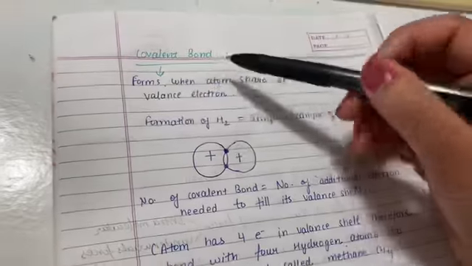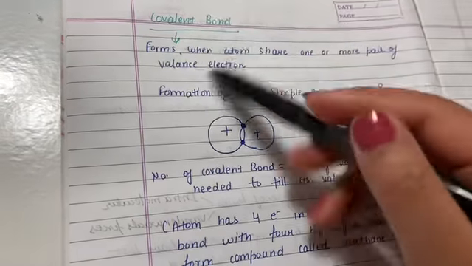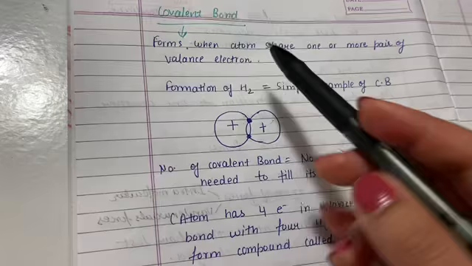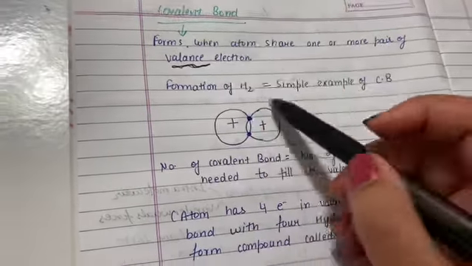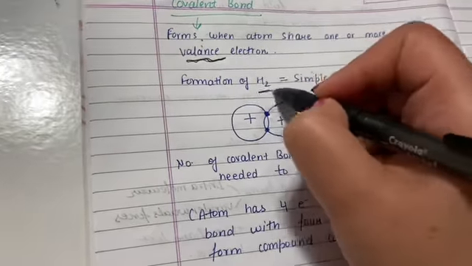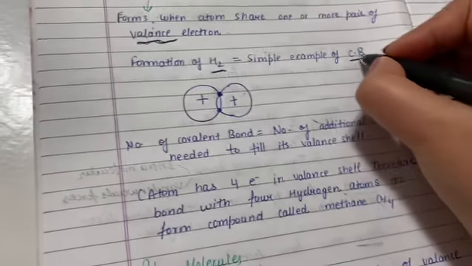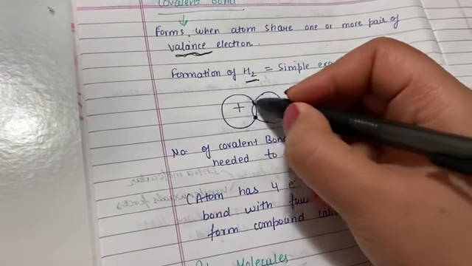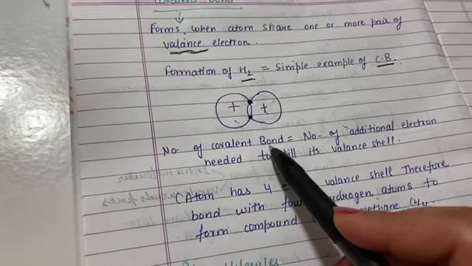Okay. Covalent bonds. How are these bonds formed? When atoms share one or more pairs of valence electrons. The electrons present in the outermost shell are called valence electrons. Then covalent bonds are formed. Formation of H2 is the simplest example of a covalent bond. Here I am just writing CP for covalent bond. Hydrogen has 1 electron each, and then they share and form a covalent bond.